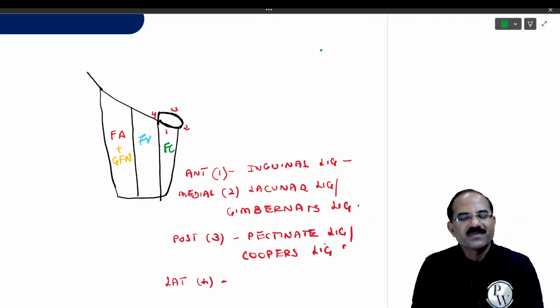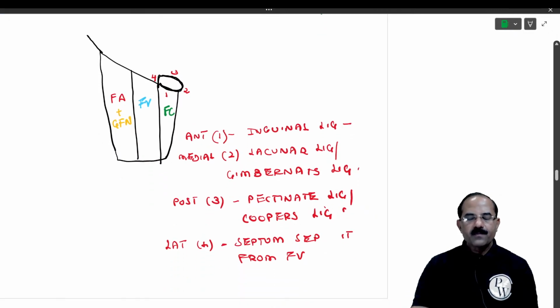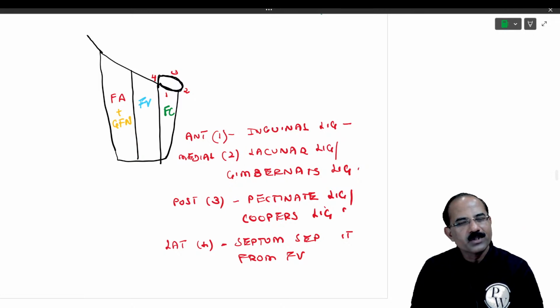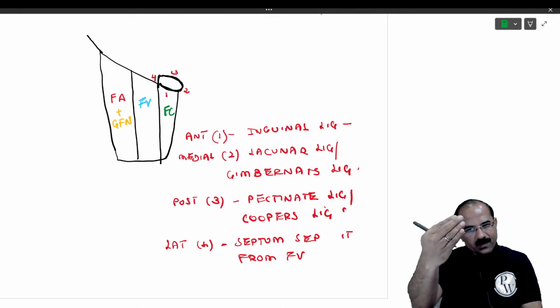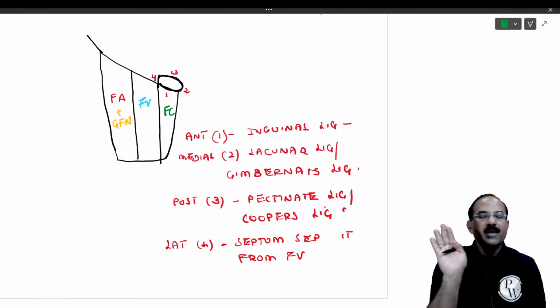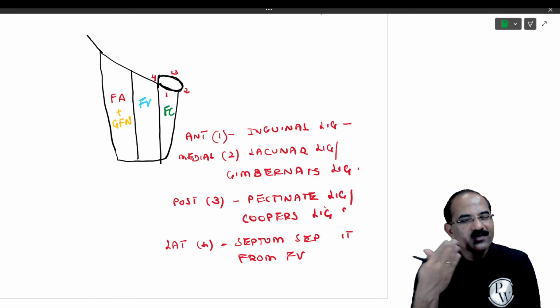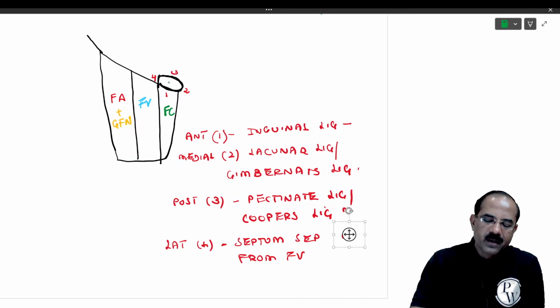Laterally क्या होगा बच्चों? Laterally is the septum separating it from femoral vein. Femoral vein है ना? So laterally is the septum separating it from the femoral vein. Clear है बच्चों? So this becomes the boundaries of the femoral ring. Anteriorly is the inguinal ligament, medially is the lacunar ligament, पीछे होगा pectinate ligament, and laterally is the septum separating it from femoral vein.